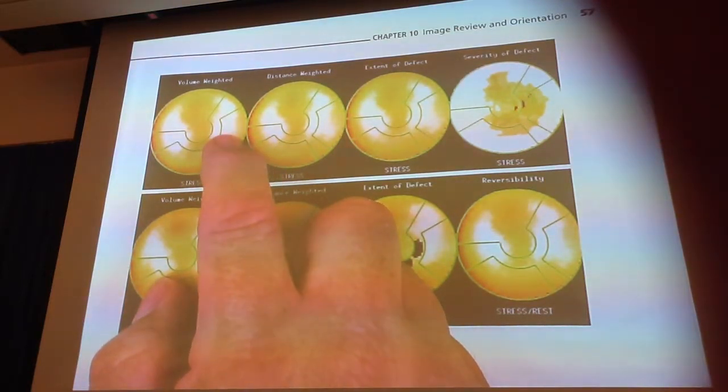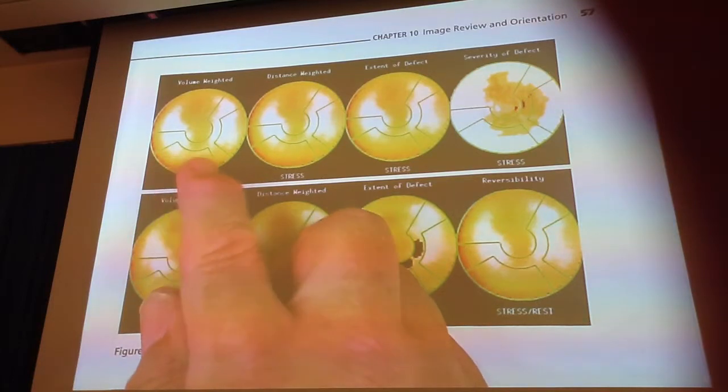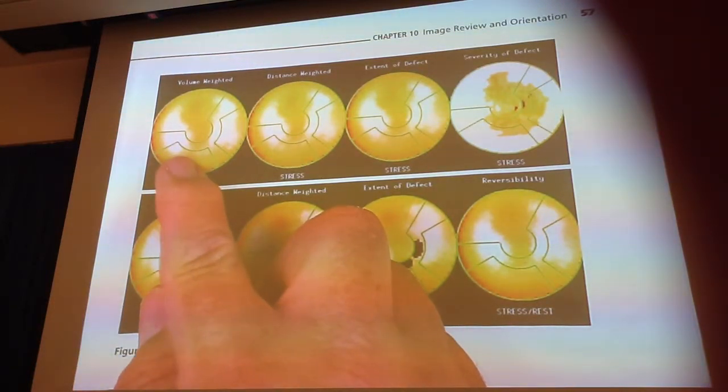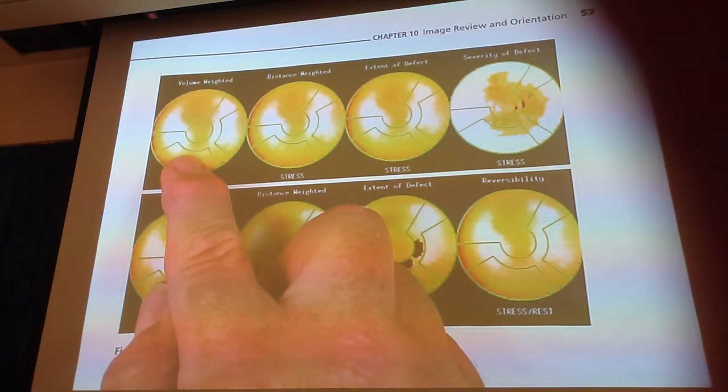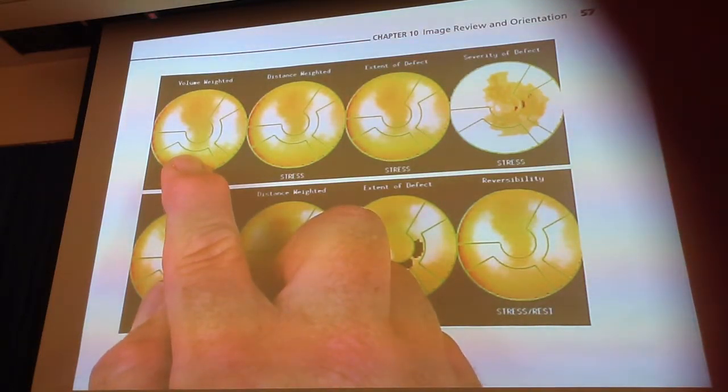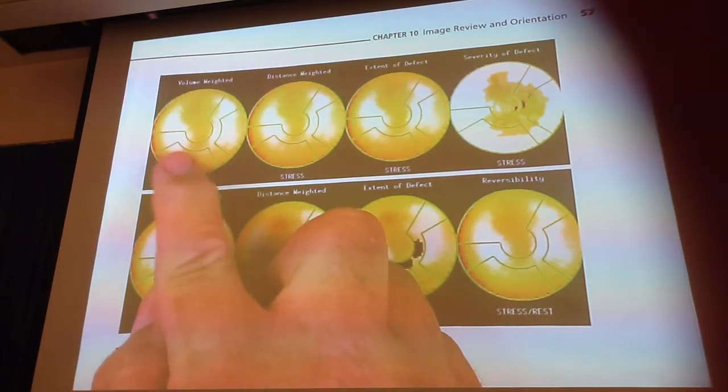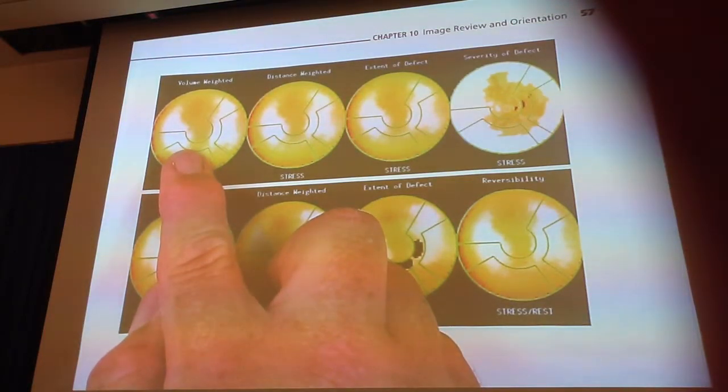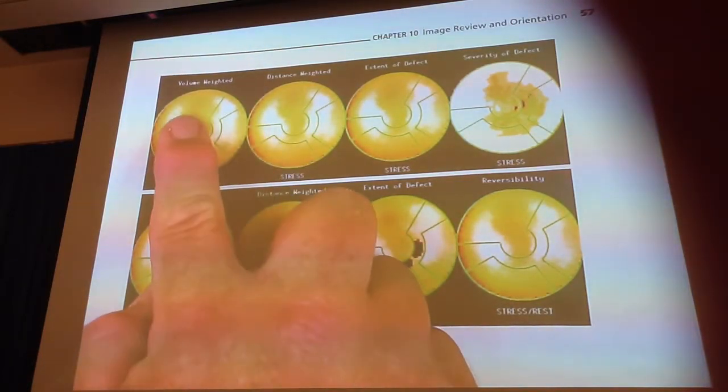This is the circumflex. And which one provides the inferior portion of the heart? Right coronary artery, very good. So the right coronary artery, circumflex, and LAD.